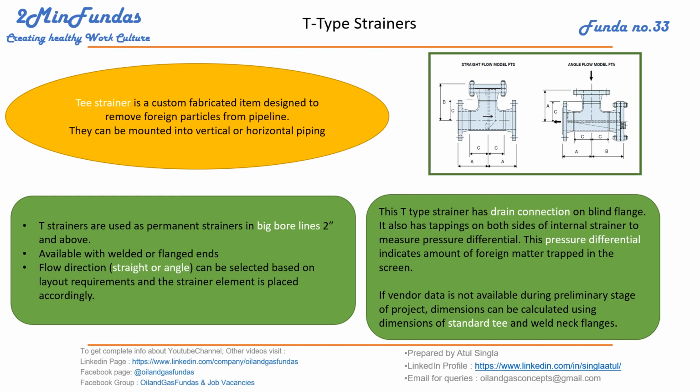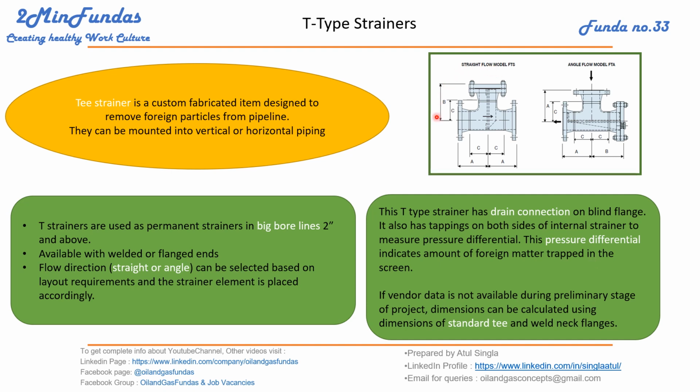Again, we have two tappings on the pipe on both sides of the strainer, so that we can measure the pressure differential. Okay, this pressure differential indicates how much foreign matter is trapped inside the screen. So this is a very good indication. Based on that we can plan our clean-out activities.